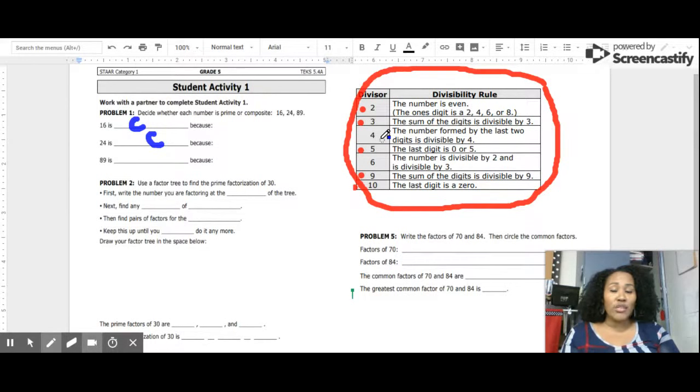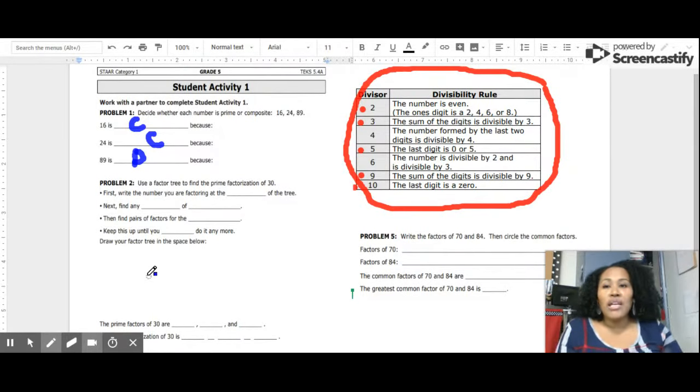If it's not divisible by 2, it's not divisible by 4. Is it divisible by 5? Does it end with a 0 or a 5? No, it ends with a 9, so it's not divisible by 5. It won't be divisible by 10 for the same reason. Is it divisible by 9? So I need to add them up. 8 plus 9, that gives me 17. Is 17 divisible by 9? No, it's not. 89 is a prime number. Why? Because it does not follow any of the rules of divisibility for us. Okay, that's what I need you to remember.